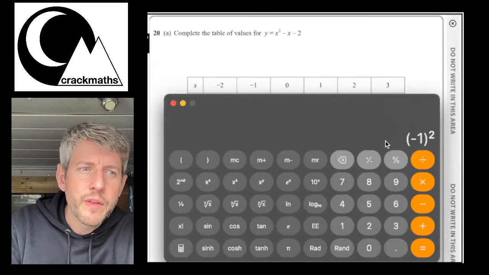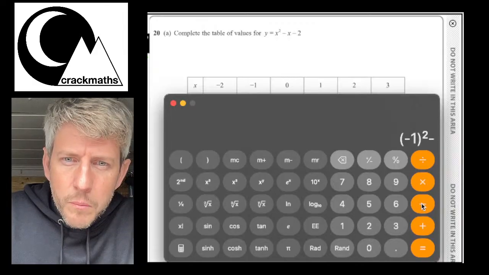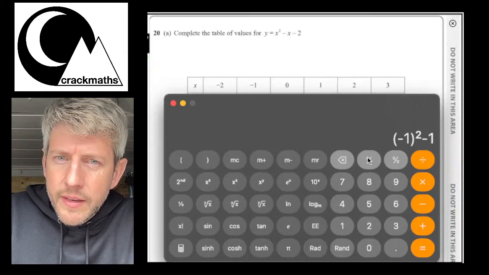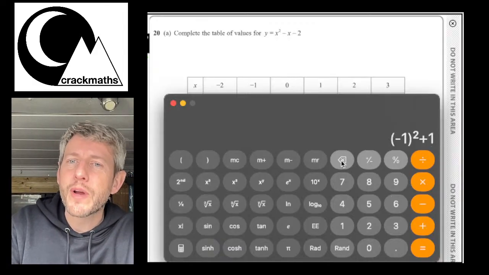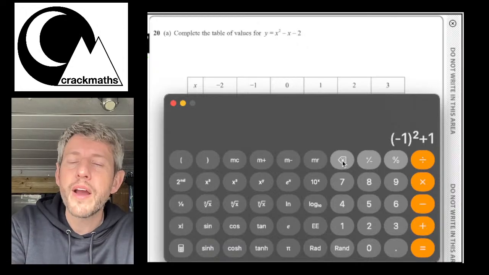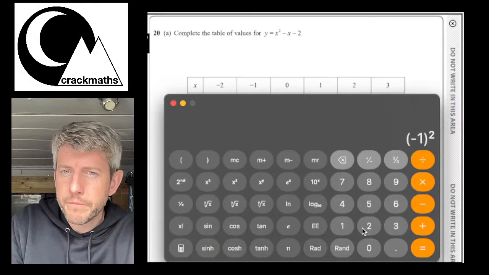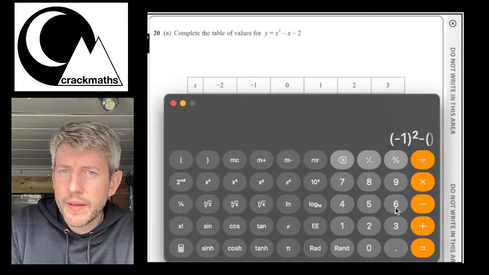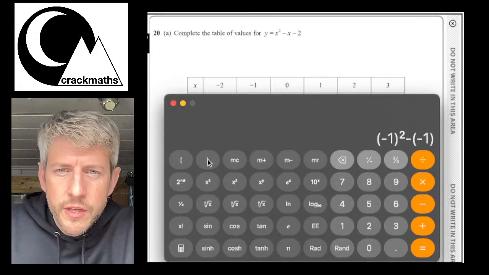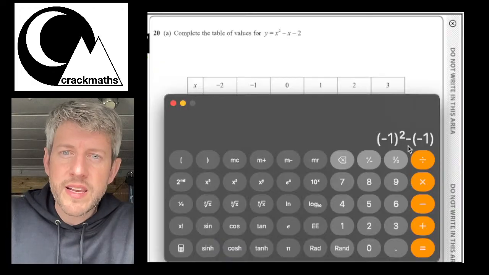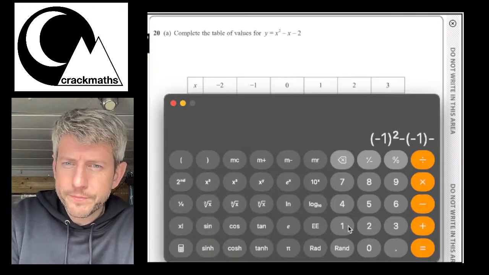So there we go. This is what it should look like on your calculator as well. So -1 in brackets squared, minus 1, make it negative. Ah, that's cool. I don't know if your calculator is going to do that, but it was -1, so it made it +1. But that's not very helpful. So I'm going to put it like this, because I think this is more helpful to you guys. We've got -1 squared minus -1 and then -2.